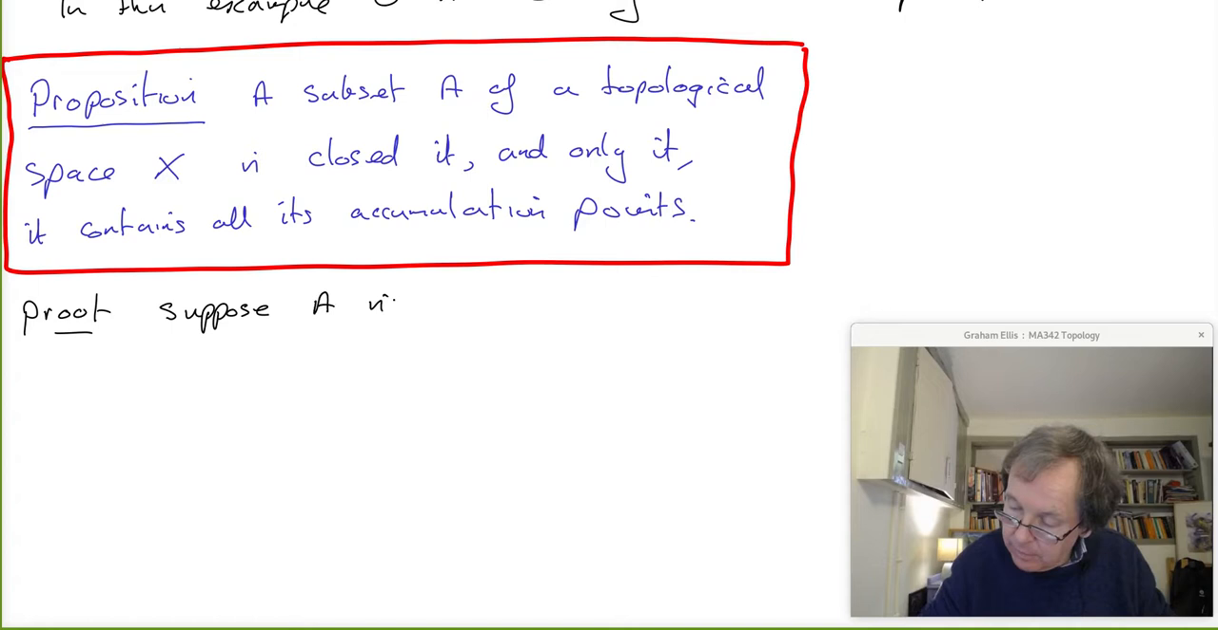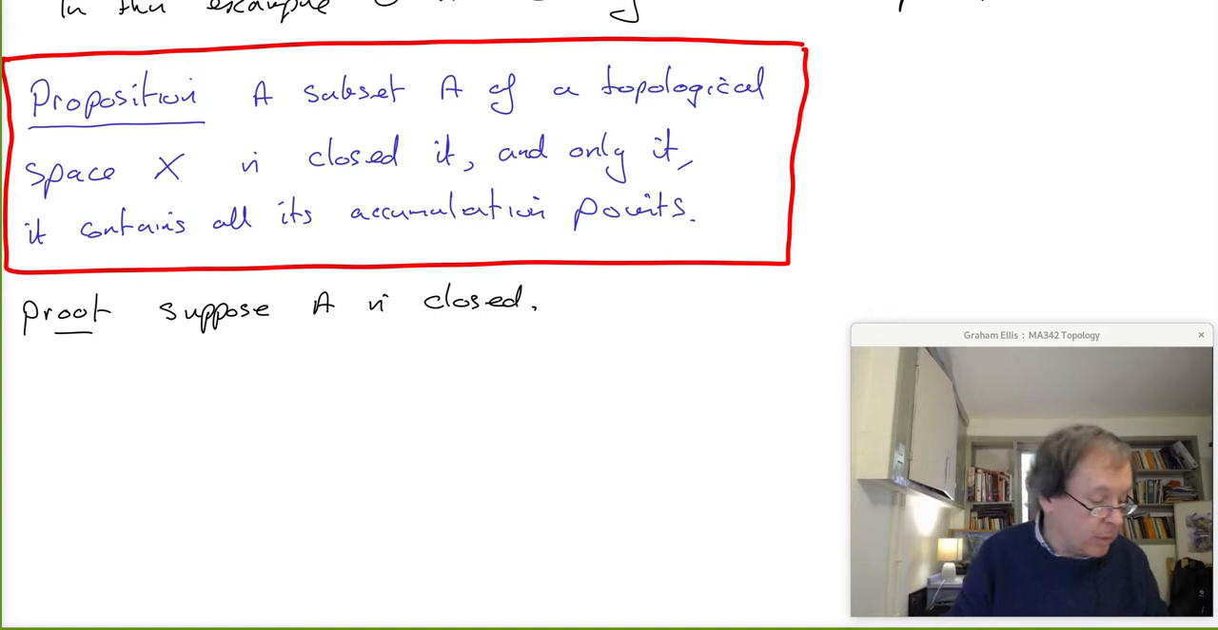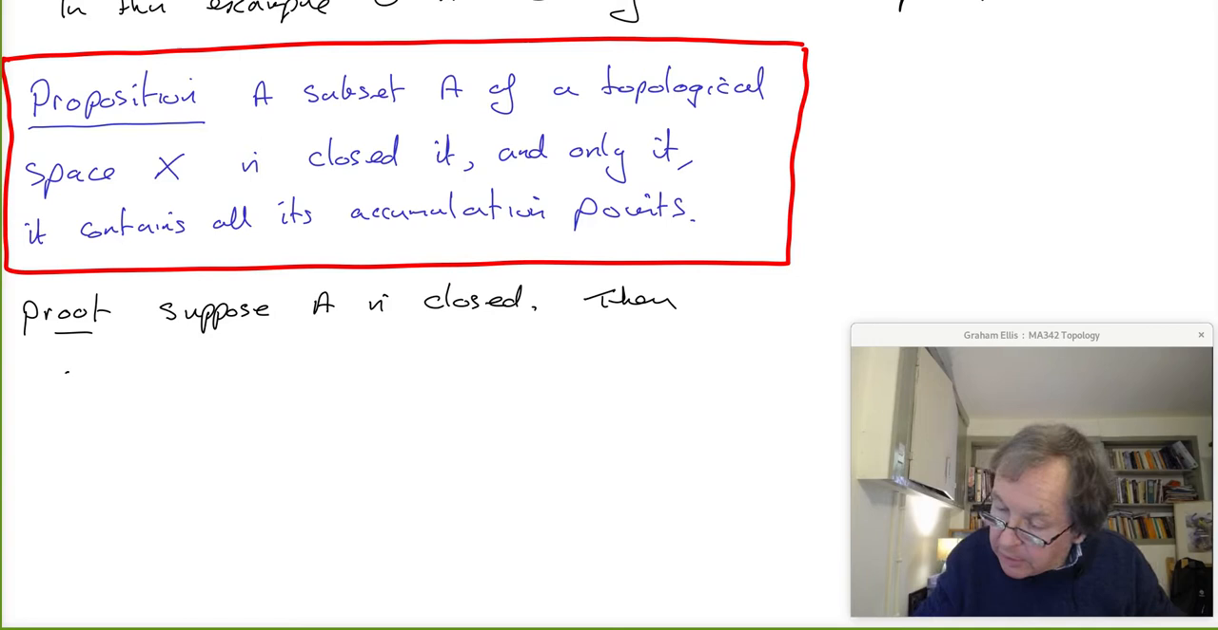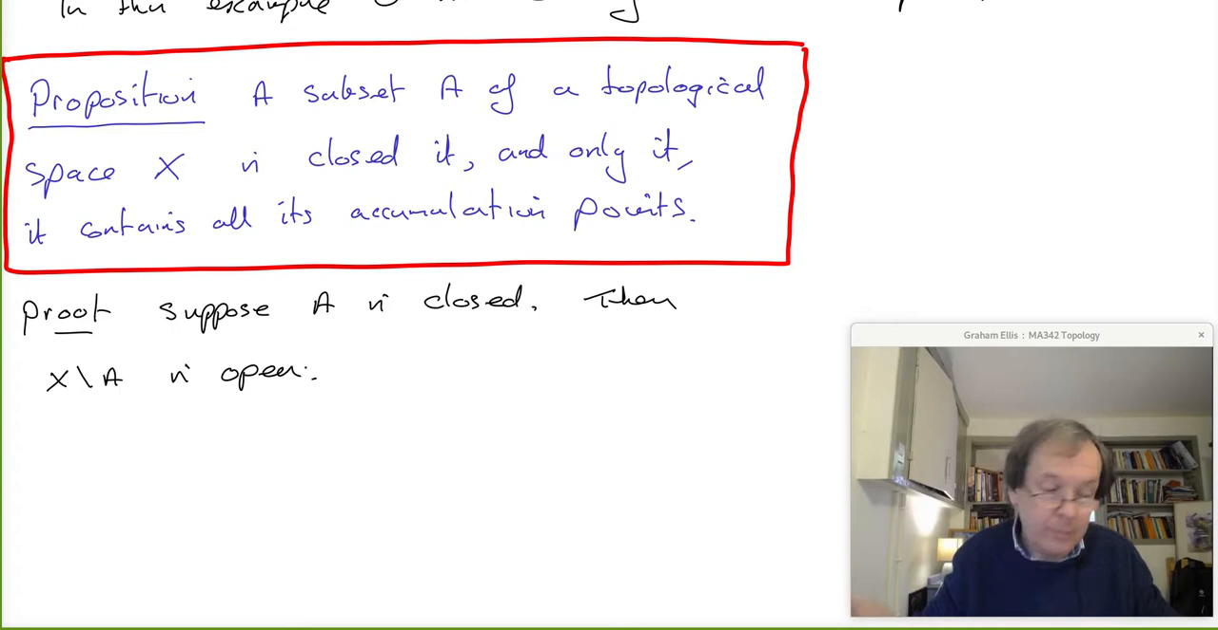Yep. Then what do I have to show? I have to show that it contains its accumulation points. Well, how do I do that? Suppose A is closed. Then what does that mean? That means that the complement of A is open. That's the definition. Then X minus A is open. Yeah, that's the definition.